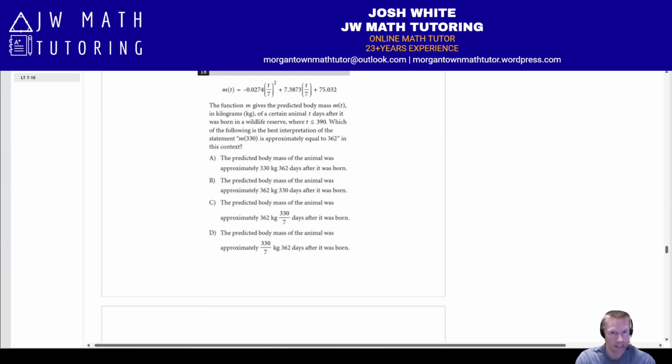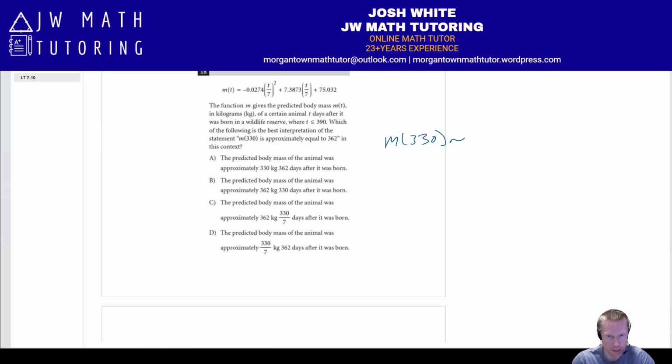All right, question number 18. Here you have a polynomial, technically quadratic, and I'm basically just asked to interpret m of 330, which it says is approximately equal to 362. So 330 would be plugged in for t, because t is what's inside the parentheses here. It's m of t, so that means t equals 330.